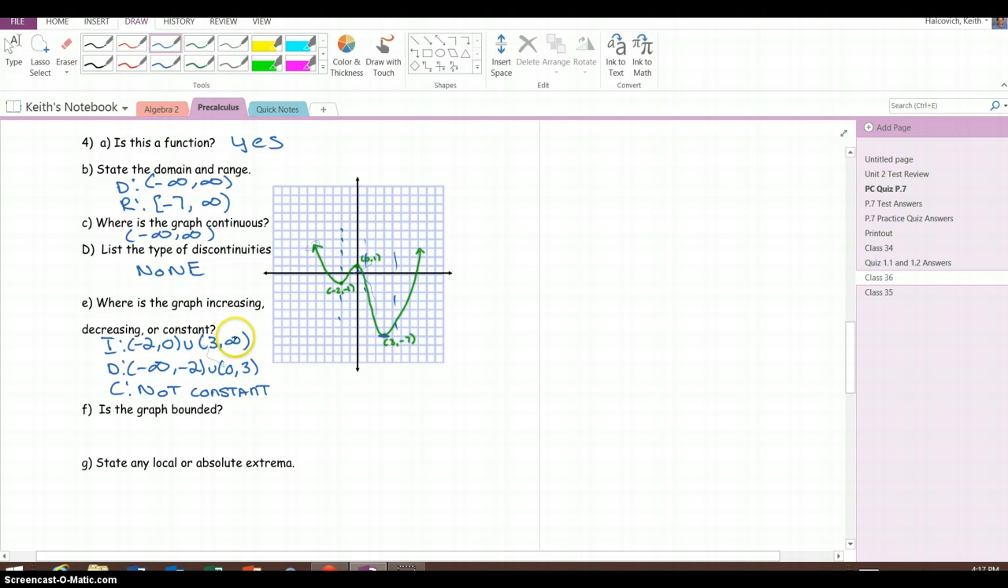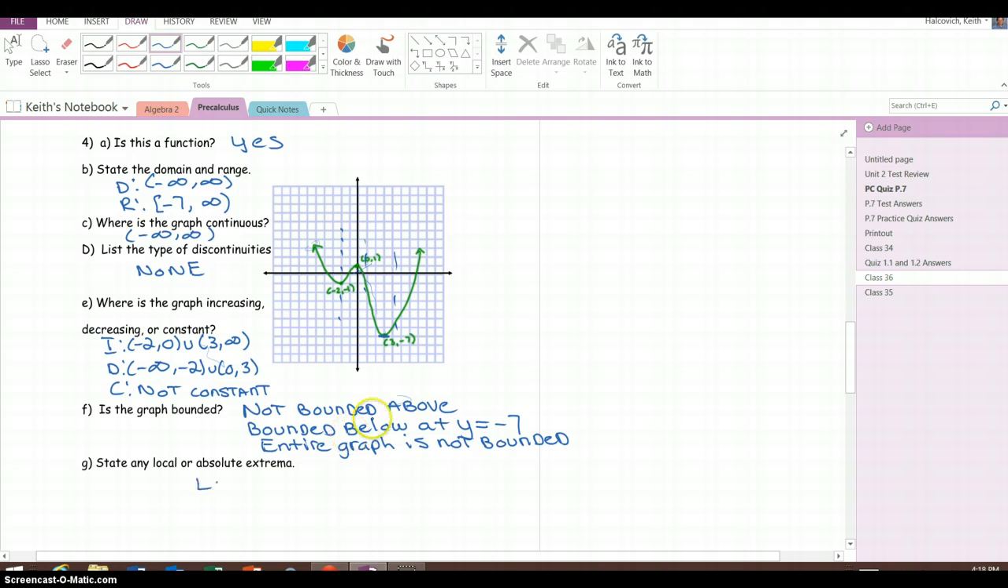Is the graph bounded? The answer to that question is that it is not bounded above, because notice there's arrows, that means it goes on forever up. However, it is bounded below, and it's bounded below at y equals -7. Therefore, the entire graph is not bounded, because there is one part of it that goes on forever.